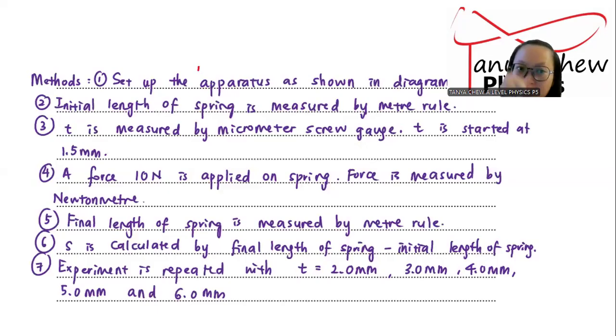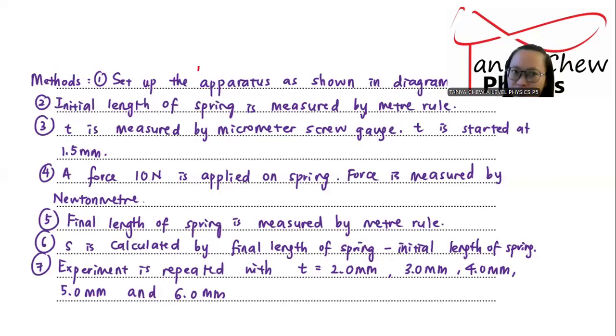And then after that, once you apply the force, remember, the spring will extend. So all you need to do is just to measure the final length of the spring by using a meter rule, same meter rule. So S, which is the extension of the spring, can be easily calculated by final length of the spring minus the initial length of the spring.